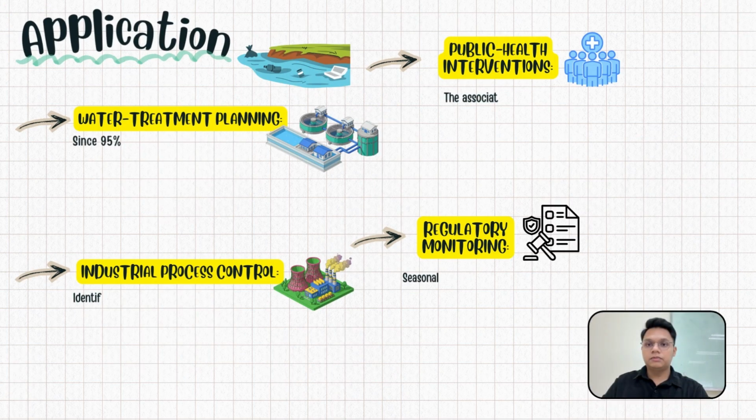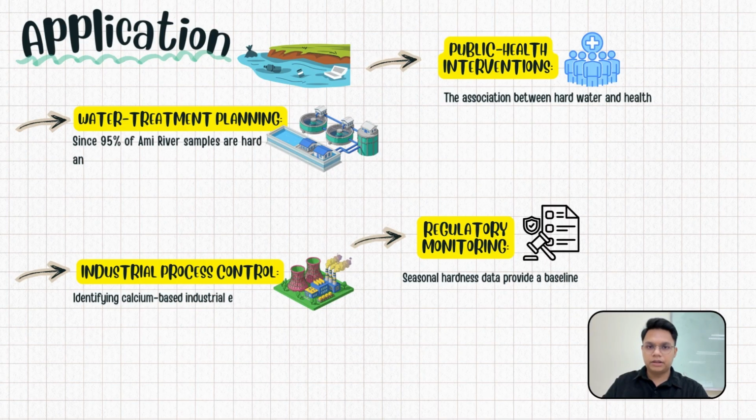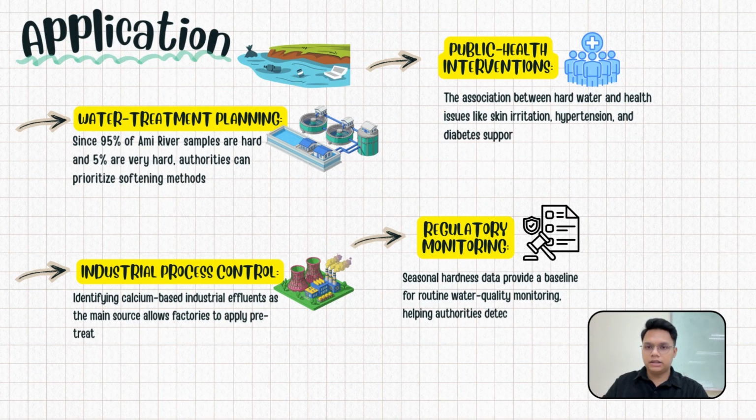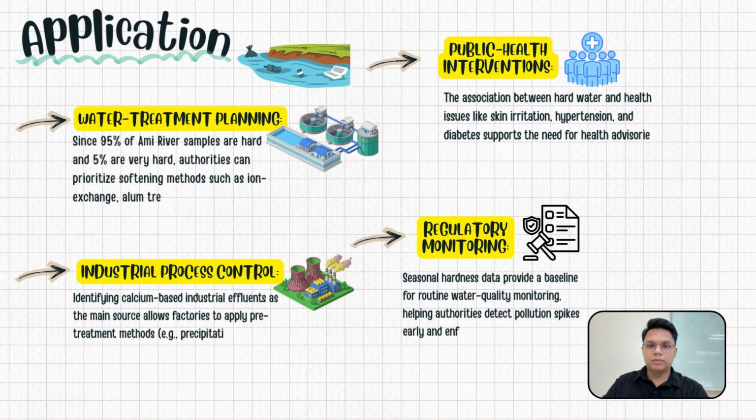For the applications of this experiment, one of the applications is water treatment planning. Since most of the Ami River samples are hard or very hard, authorities should focus on water softening methods such as ion exchange, alum treatment, or boiling to make water safer for domestic and industrial use.